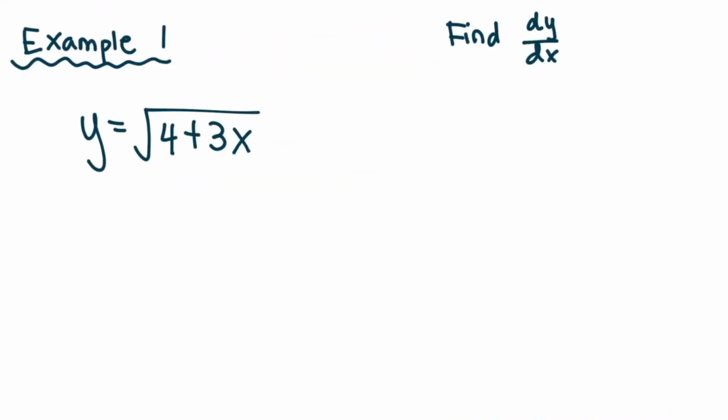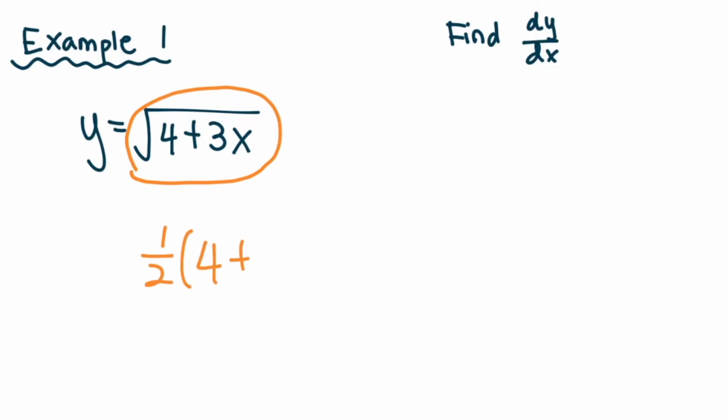Take a look at our first chain rule example, where we are asked to find the derivative of square root of 4 plus 3x. So in this case, first you have to find the derivative of the outside function, which is just square root of 4 plus 3x. So that is going to be just 1/2 times, okay, wrong color. Let's change it back to orange. So it's just going to be 1/2 times 4 plus 3x to the negative 1/2, right?